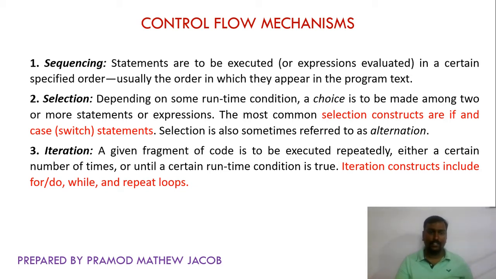Next is iteration. An iteration is a code segment which is repeatedly executed a particular number of times until a certain runtime condition is true. That is, it is simply the loops that we use in programming languages. Iteration constructs include while loop, do while loop, for loop, etc.